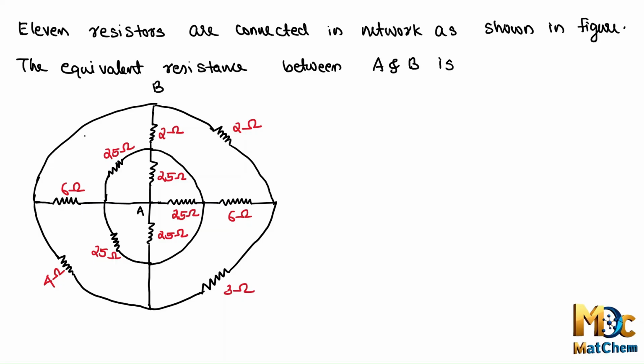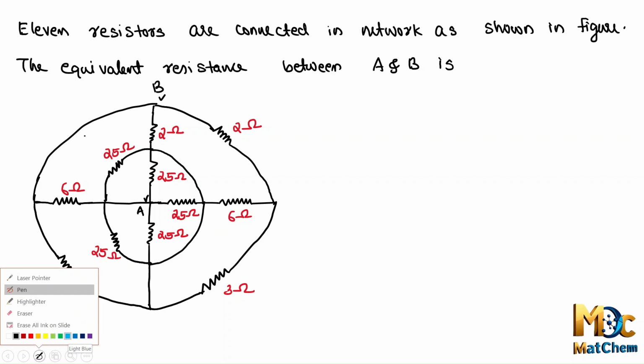The question is: 11 resistors are connected in a network as shown in the figure. The equivalent resistance between A and B is. This is the point A, this is the point B. Between A and B, many resistors are connected. It may look like a circular connection or a series connection or something like that.